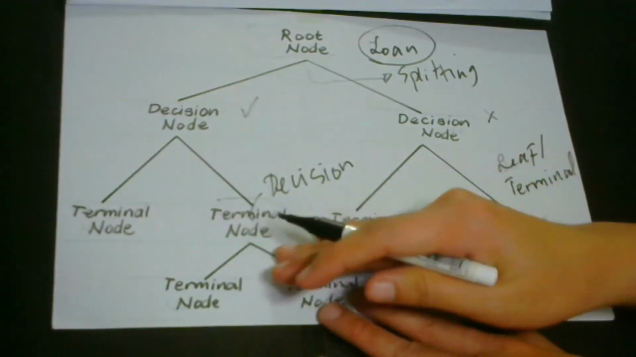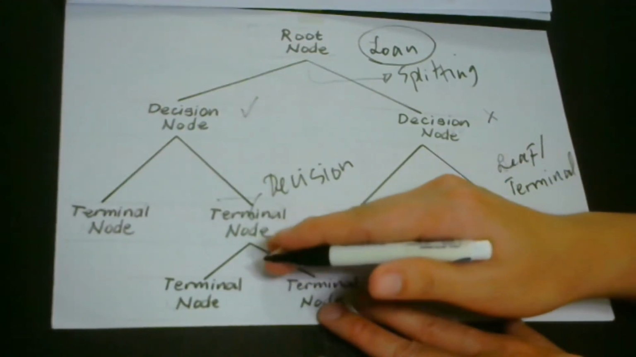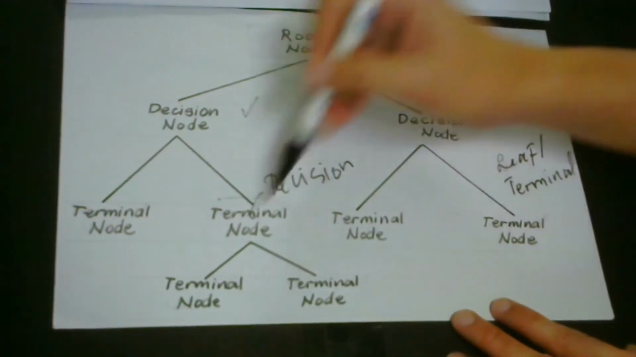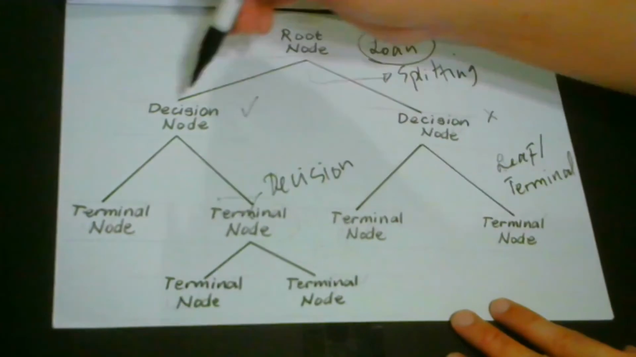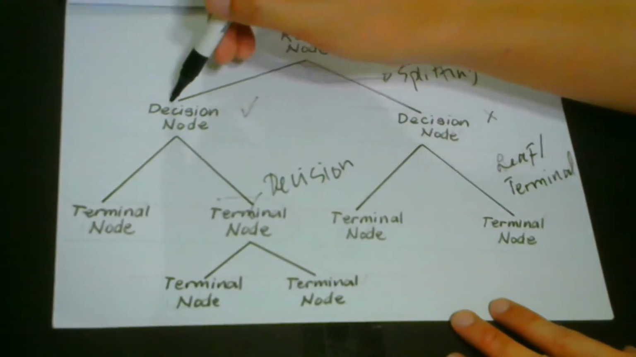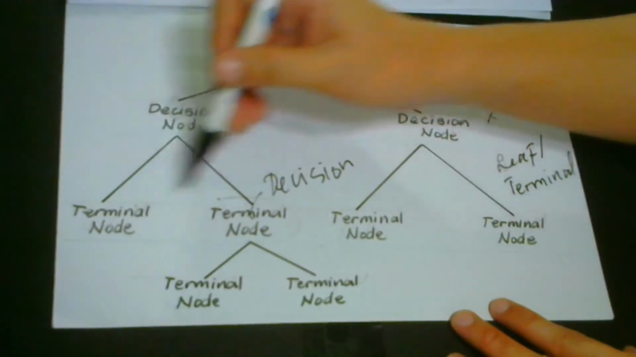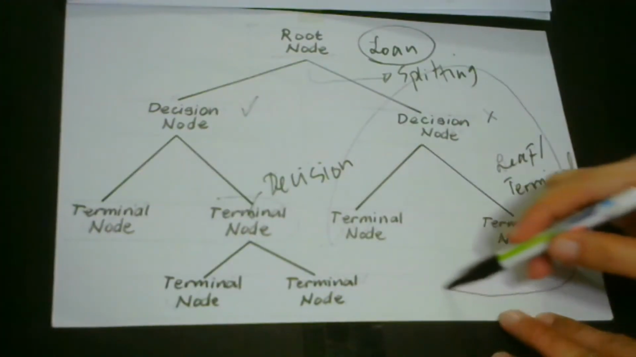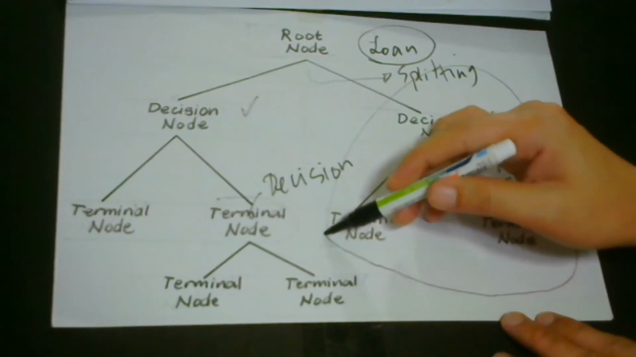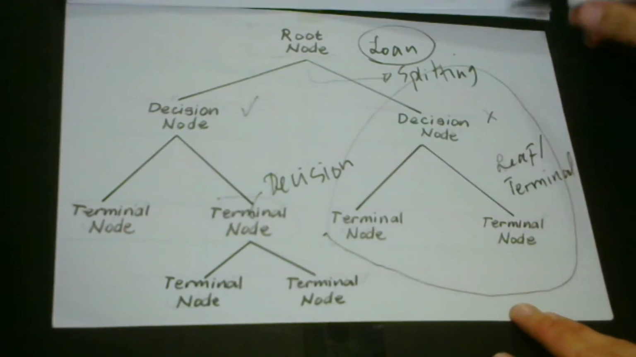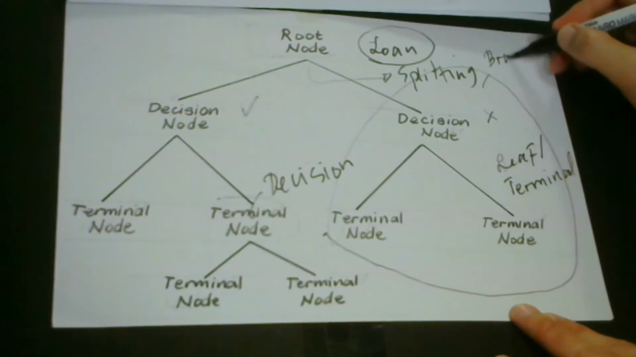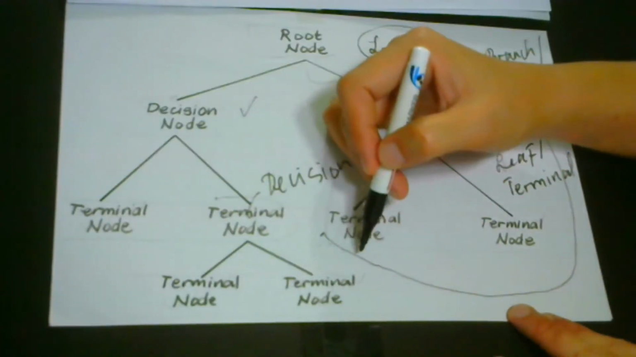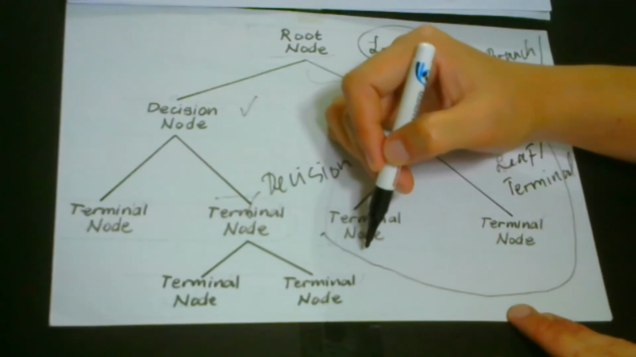So I presume that this part is already clear. This can also be called the parent node as far as this one and this one are concerned. This can also be called a parent node as far as this one and this one are concerned. The whole of this part of our illustration is what we call a branch or a subtree. Let me write here branch or subtree. And of course, this part 2 of our illustration is called a subtree or a branch.